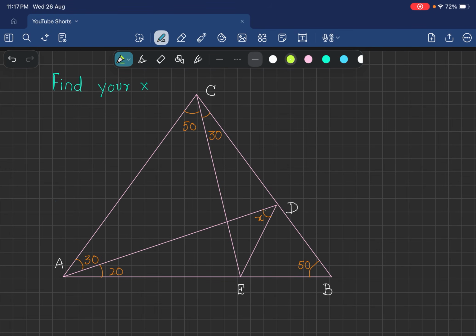Welcome back, guys. I found this question on Reddit. Even though we have been given a lot of information, it's actually really hard to find x. So let me show you how to find x.